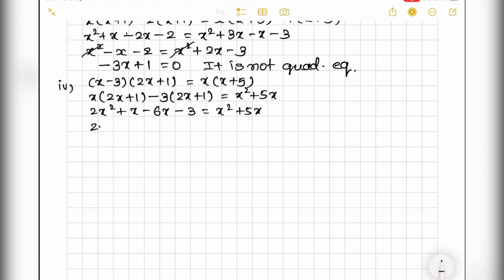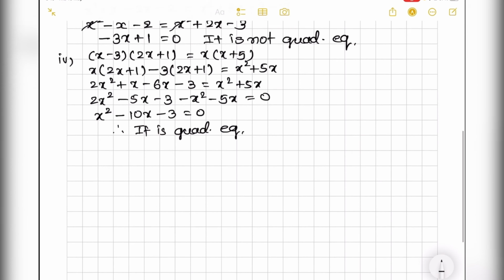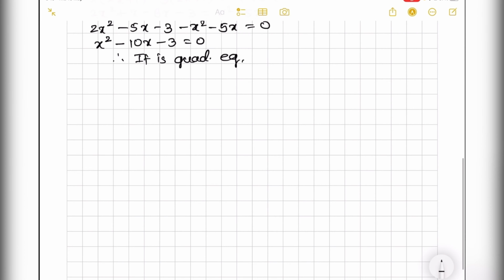Now solving here, 2x square minus 5x minus 3 minus x square minus 5x equal to 0. So 2x square minus x square is x square minus 10x minus 3 equal to 0. So therefore it is a quadratic equation, as it contains equal to sign, it contains square term, so it is a quadratic equation.